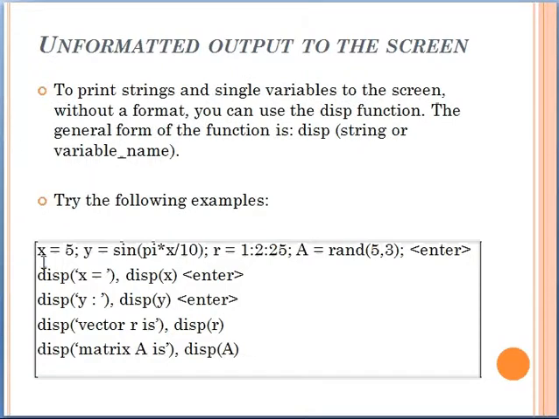That is I am giving the variable x equal to 5, y equal to sine of pi x by 10, and r equal to 1 to 25 with the difference 2, a equal to random number 5, 3, and enter. I am giving this 4 variables the values, assigning the values to them. After that I am displaying them by the command DISP. It displays x, y, vector r, and a matrix A.